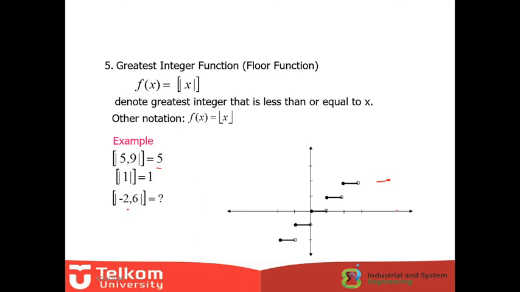And how about this one? Minus 2.6 should be equal to minus 3. Minus 0.6 should be equal to minus 1. Why? Because we find the smallest integer. The floor of 5.9 is 5, this one is 1, and this one is minus 3.